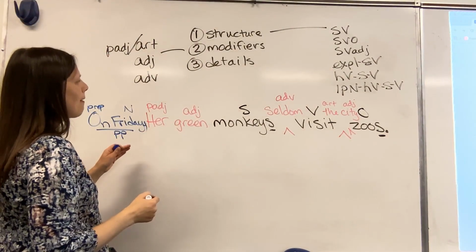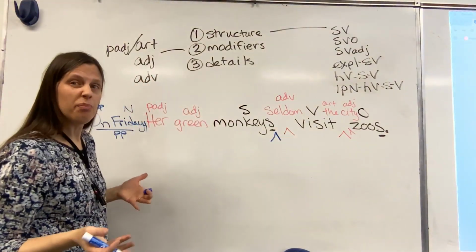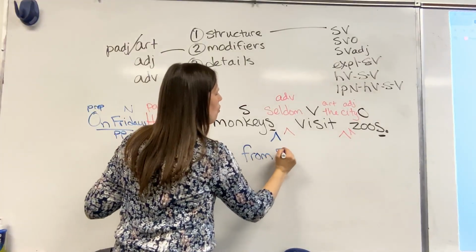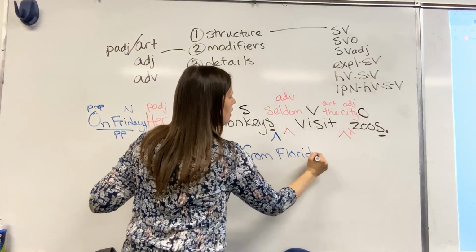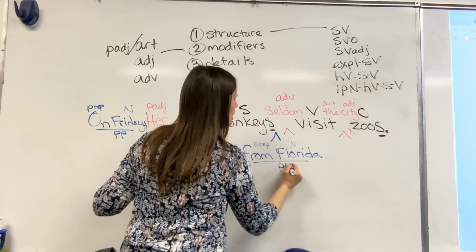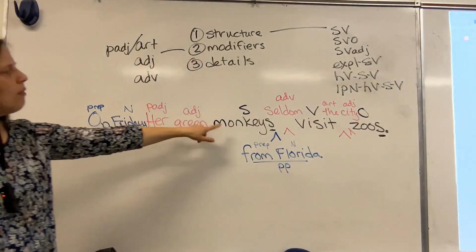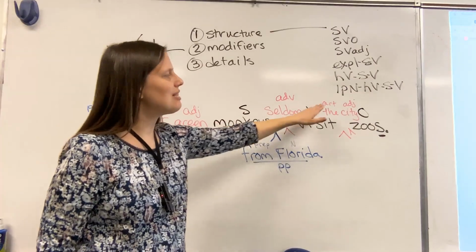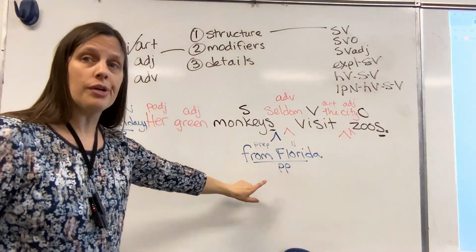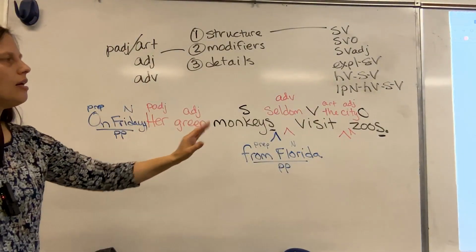I'm going to just add a prepositional phrase in the middle because it's kind of fun. Let's see, the monkeys from Florida. So again, we have a preposition, a noun, prepositional phrase, PP. Okay, so on Fridays, comma, her green monkeys from Florida seldom visit the city zoos. Maybe the monkeys from Pennsylvania do, but not the ones from Florida. Okay, so this is one way to add details.